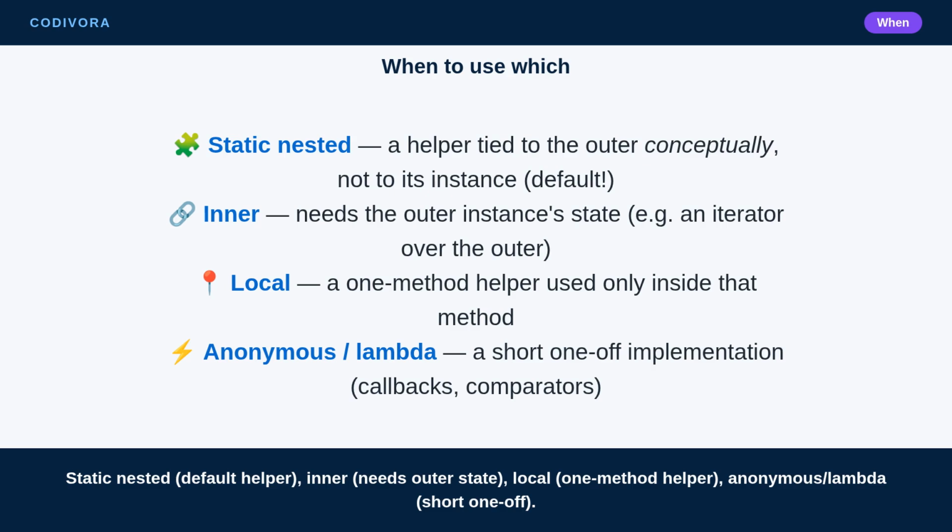So when do you reach for each? Static nested is your default, a helper that's conceptually part of the outer class but doesn't need its instance, like a node inside a linked list. Inner, non-static, when a helper genuinely needs the outer's live state, like an iterator that walks the outer's data. Local, for a helper used inside exactly one method. And anonymous classes, or better, lambdas, for short one-off implementations like a callback or a comparator. Match the tool to how much of the outer you actually need.